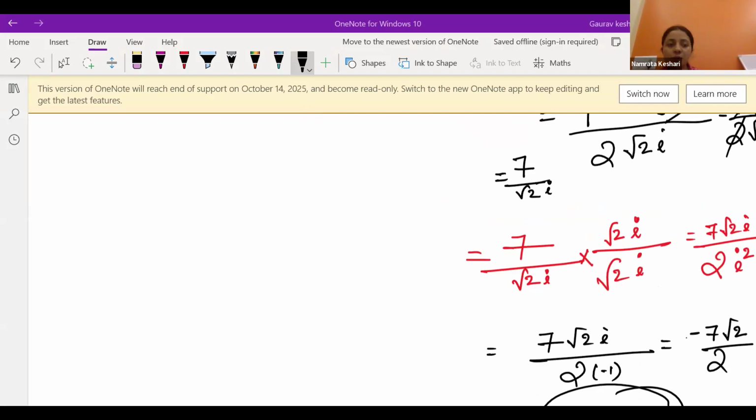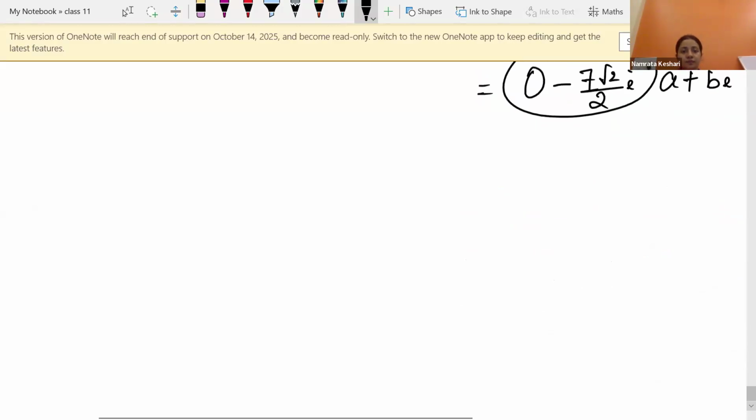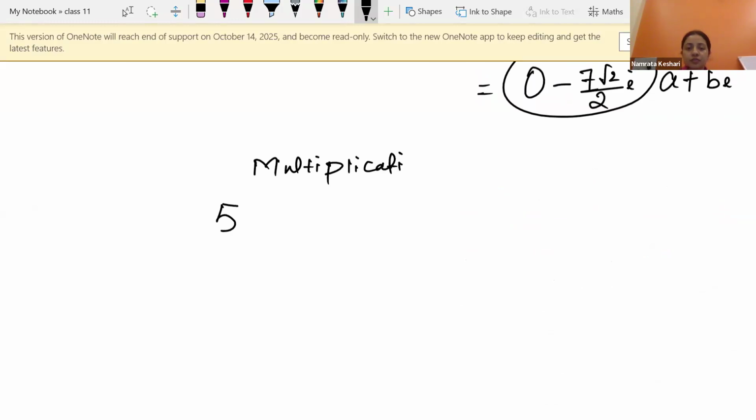Now we are going to discuss multiplicative inverse. In your lower classes you must have learned that the multiplicative inverse of 5 is 1 by 5. Okay, multiplicative inverse of 5 is 1 by 5.